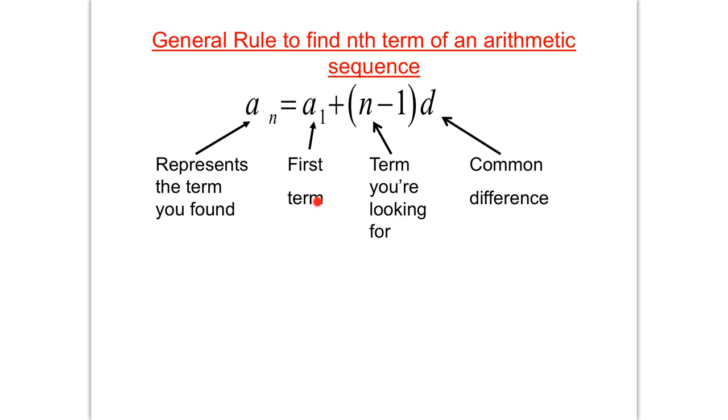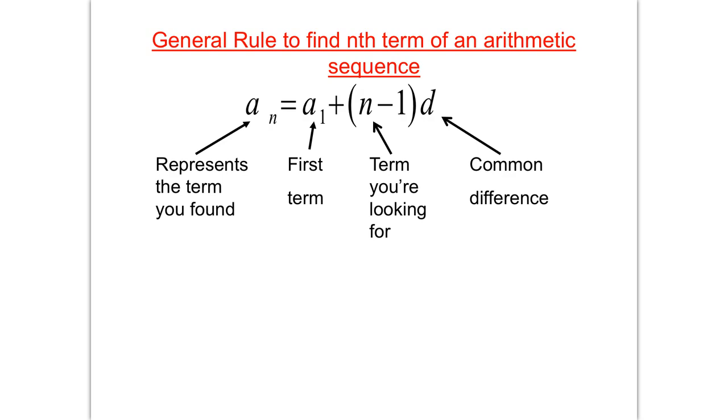a sub 1 is my first term. n is the same n as this one. So if this is 10, this one has to be 10. So that's the term that we're looking for. It might be 10, or 17, or 27. Minus 1, you always subtract 1 here, and d is your common difference. So this formula helps you find any specific term in that arithmetic sequence.